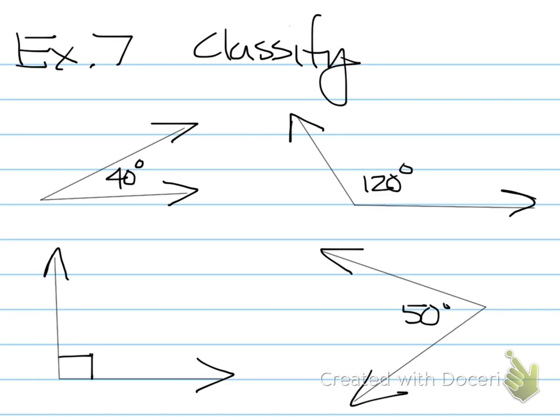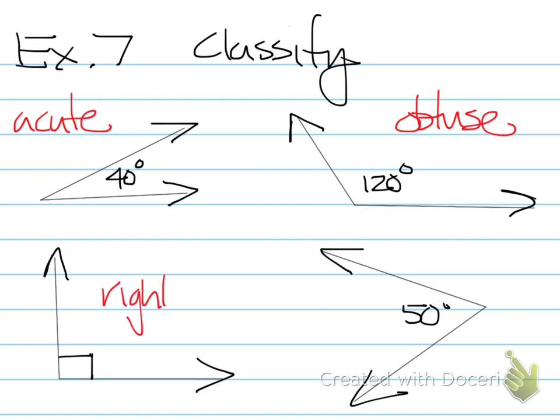All right, starting with the figure in the top left, that angle measures less than 90 degrees, so it's acute. Top right, that angle measure is greater than 90 degrees, so it's obtuse. Bottom left, that angle is equal to 90 degrees, so it's right. And bottom right, that angle is less than 90 degrees, so it's acute.